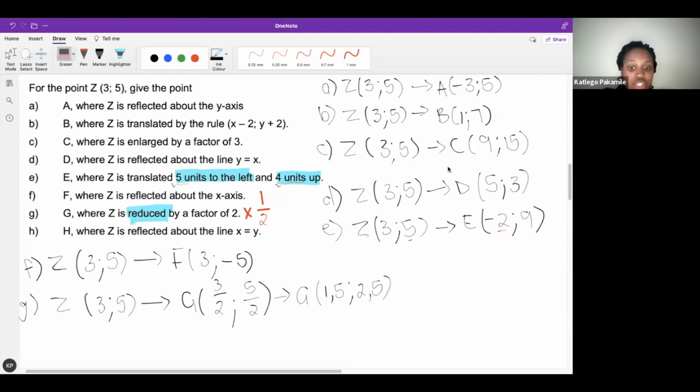Okay, E, F, G. We are on G. Okay, we're left with one. H. H says Z is reflecting on the line X equals Y. Excuse me, X equals Y. What happens there? They swap. It's the same rule. They were just confusing you. So again, it is 5, 3, and we are finito with this question.